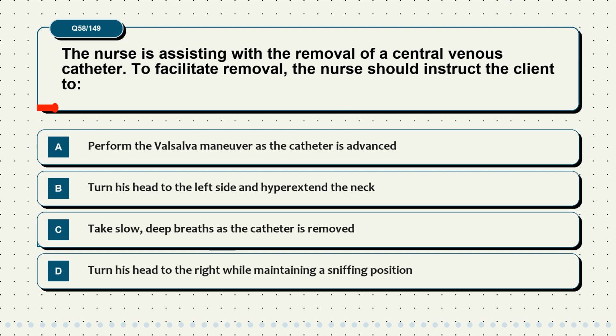Question 58. The nurse is assisting with the removal of a central venous catheter. To facilitate removal, the nurse should instruct the client to. Here are the options. Option A. Perform the Valsalva maneuver as the catheter is advanced. Option B. Turn his head to the left side and hyperextend the neck. Option C. Take slow, deep breaths as the catheter is removed. Option D. Turn his head to the right while maintaining a sniffing position.